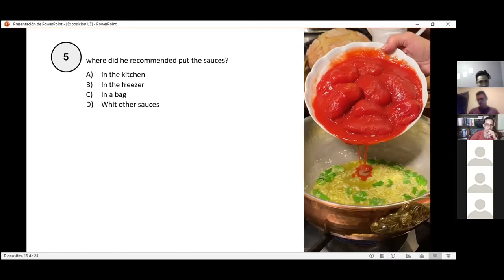And the last question is, where did he recommend putting the sauce? In the kitchen, in the freezer, or in a bag with the other sauce? B, in the freezer. Yes, it's correct. Okay, guys.